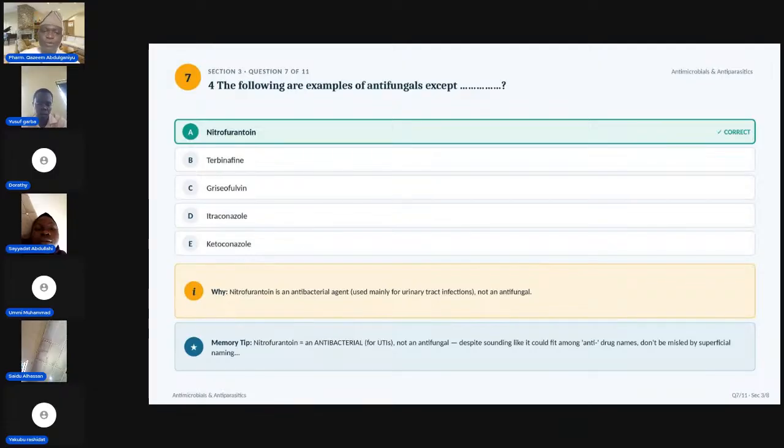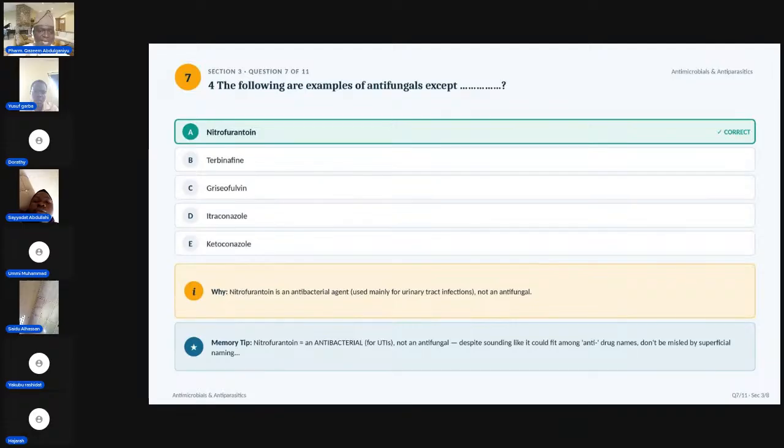Okay, so the following are examples of antifungals, except. Terbinafine is an example. Griseofulvin is an example. Itraconazole, I just mentioned to us that itraconazole is an antifungal. Ketoconazole is an antifungal. So meaning that all of these are antifungal except nitrofurantoin.